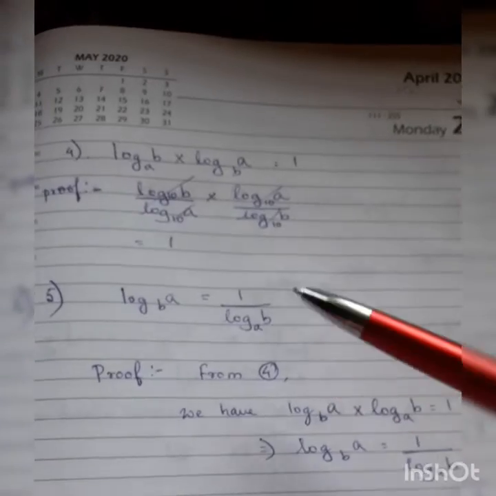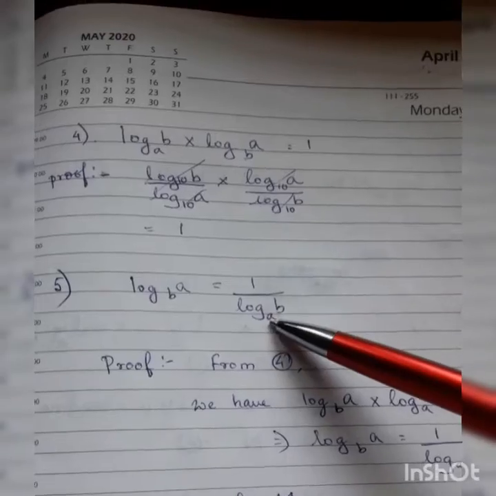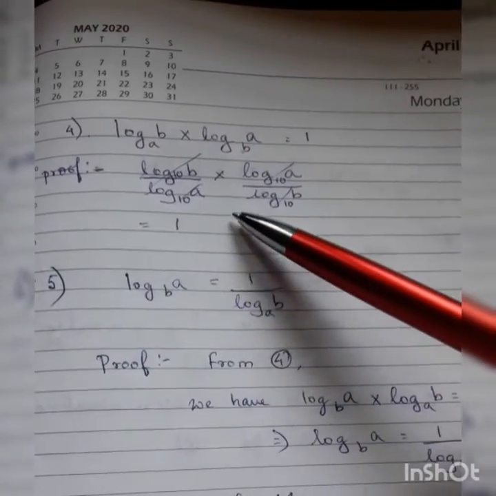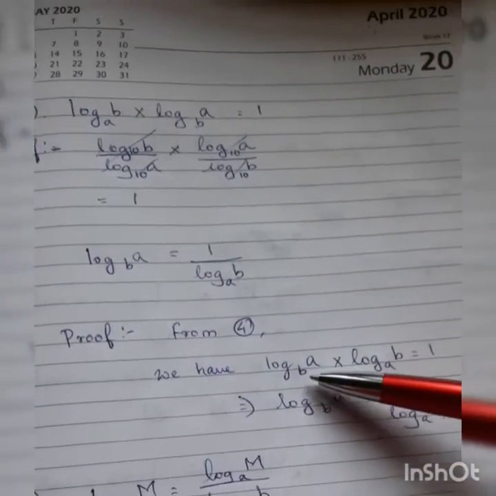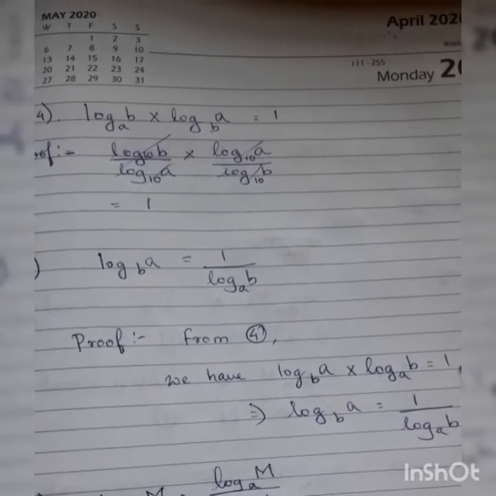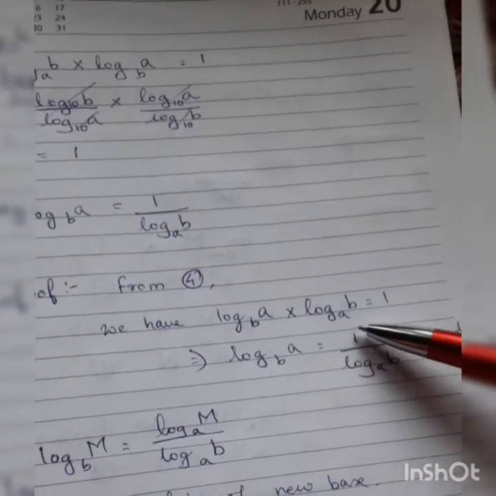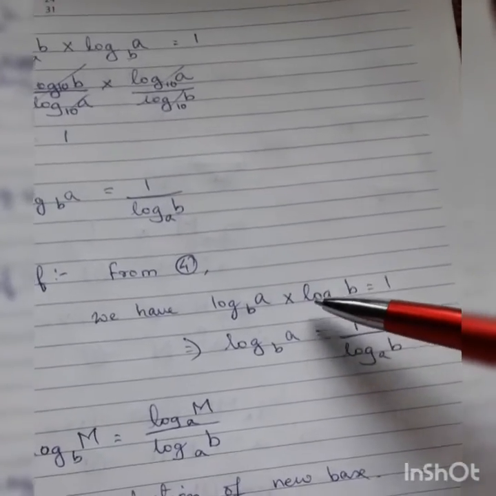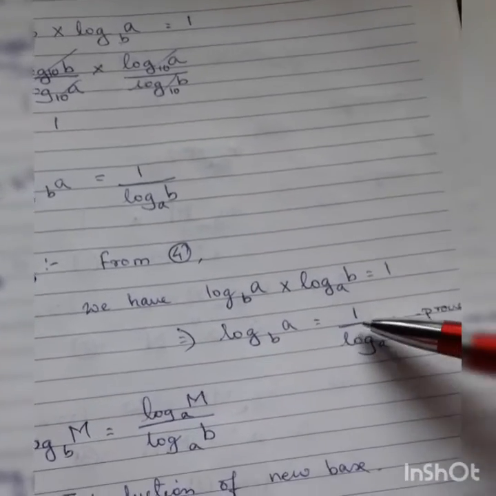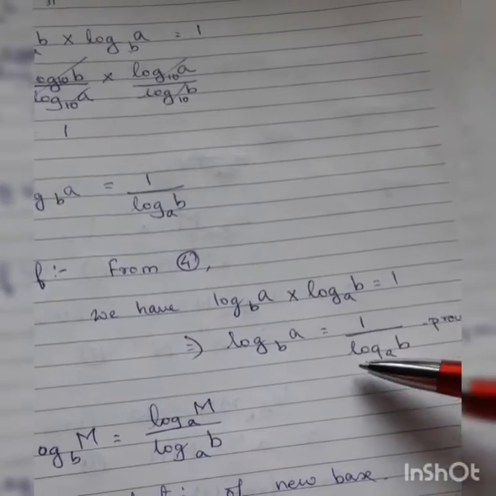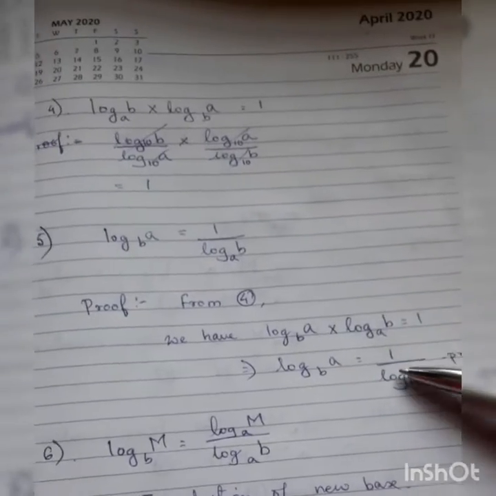In formula number 5, we have log a to the base b is equal to 1 by log b to the base a. See, this will come from formula number 4. From formula number 4, we had log a to the base b into log b to the base a equal to 1. Now, log a to the base b is equal to, if I take this log b to the base a from the left hand side to the right hand side, it was multiply here. That side if it goes, it will become divide. So it becomes 1 by log b to the base a. Hence our formula number 5. So this is how we are going to get this formula.